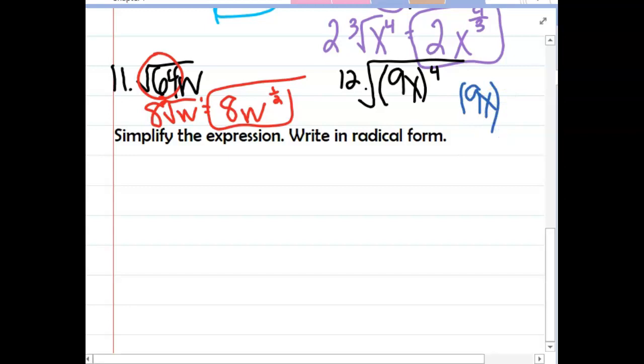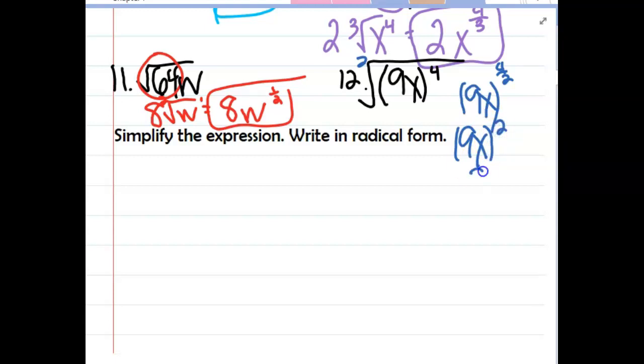Since it's in parentheses, we're going to do exponent over index. What's my index? It's going to be 4 over 2. What is 4 over 2? 2. 2 over 1, 2. So it's going to be 9x squared, which we can square the 9, and we can square the x, the 81x squared.